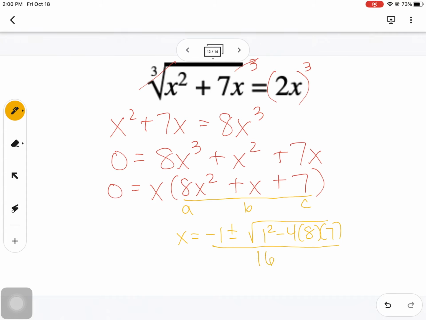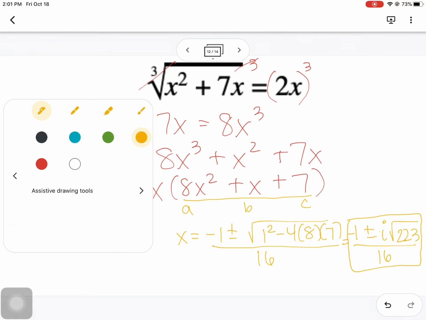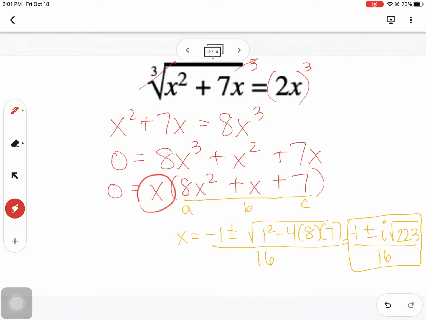Okay, and when we do that, radical, 1 squared is 1, minus 4 times 8 times 7 gives me negative 223. So I'm going to pull out that i right away, all over 16. I believe 223 is prime, so we can't keep going. So these are two of my answers. Your third answer, because I should expect 3, will come from this GCF of x that we pulled out. So you would technically set that x equal to 0, and it's already solved, so I have my 3 answers.